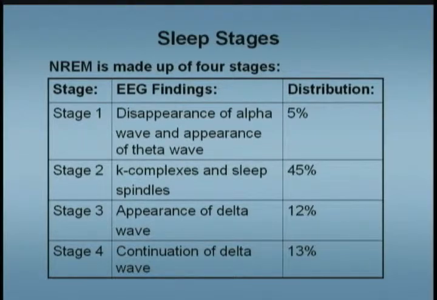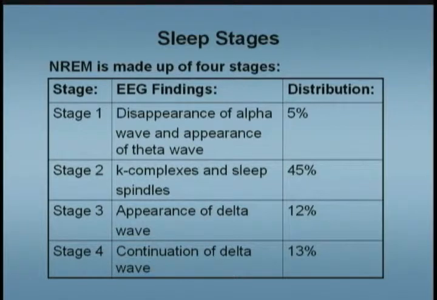Now, what you need to be aware of is what stage of sleep is associated with what wave. So if you look at stage 1, what you have is the disappearance of the alpha, which is nothing more than a drowsy wave. But the main wave of stage 1 is the theta wave, and this makes up about 5% of total sleep time. Stage 2 are the K complexes and sleep spindles, which make up about 45% of sleep time. This, of course, is the largest of all the sleep stages.